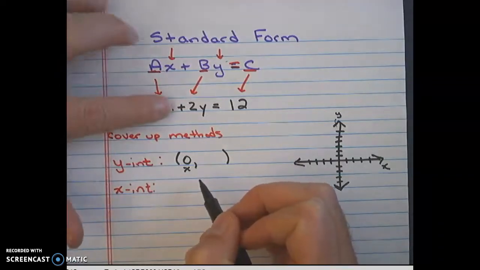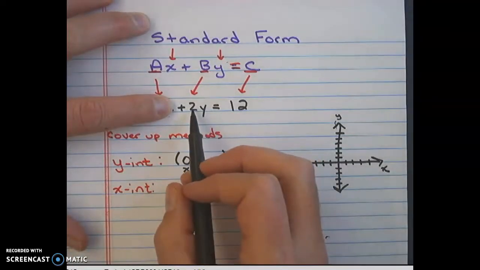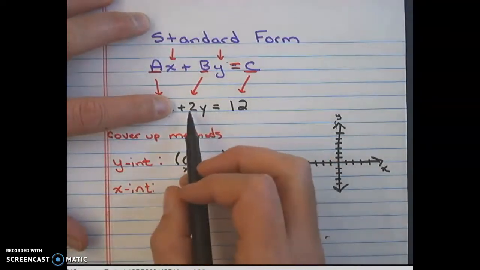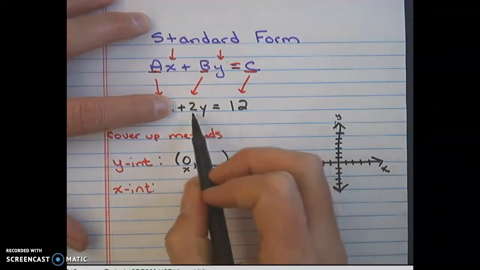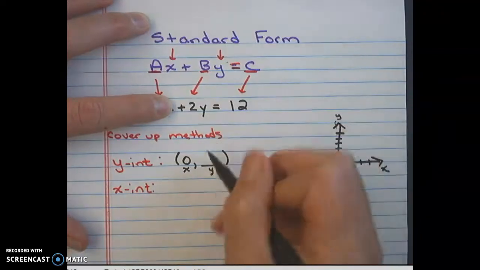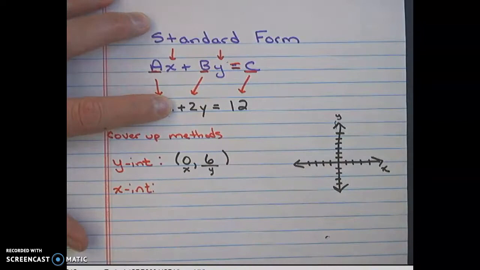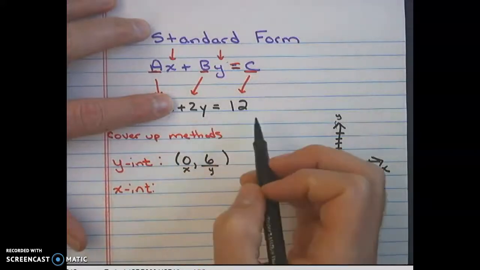So since x, that's my first coordinate, is 0, 4 times 0 is nothing. So I can just cover it up, ignore it, and then I'm left with an equation that says 2 times something equals 12. 2 times my y value. Remember, in this point, that's the y value. Now, most of you could probably do that in your head. You would know that 2 times 6 is 12. And so you know the y-intercept is going to be 0 over. I cover up the x, make it nothing. 2 times 6 is 12.